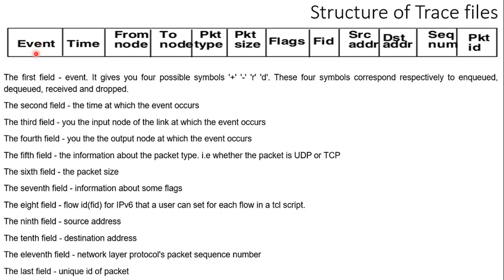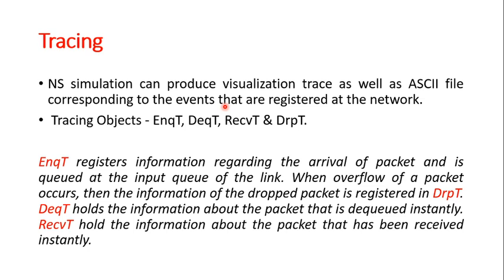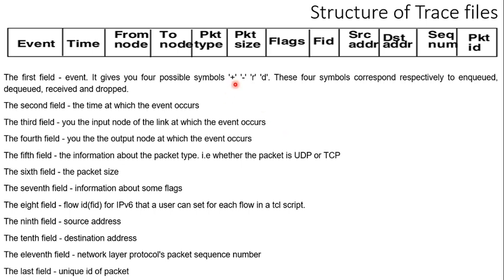The first field is the event. As the name says, the event can be any of the four objects we saw till now: NQ, DQ, receive, or drop. How do we identify them? By using plus, minus, R or D. Plus is for NQ, minus is for DQ, R is for receive, and D is for drop.